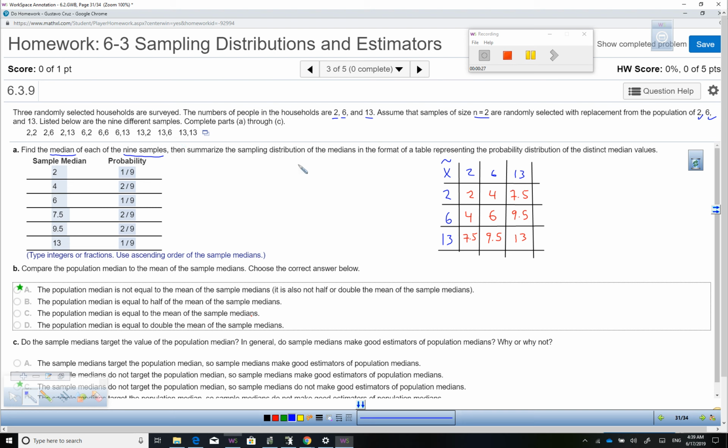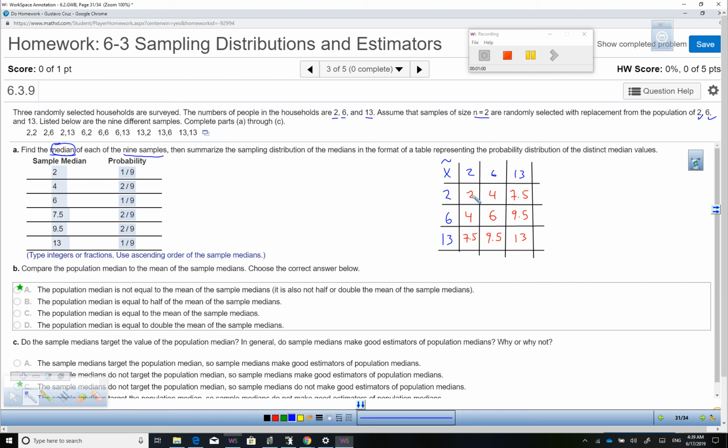This problem is pretty similar to the ones we have done before in this section, but now instead of the mean or standard deviation or variance, they want the median of each of the 9 samples. So this is the symbol for sample median, and I'll show you how to find these numbers on the calculator. It's actually easier to find it by hand, to be honest.